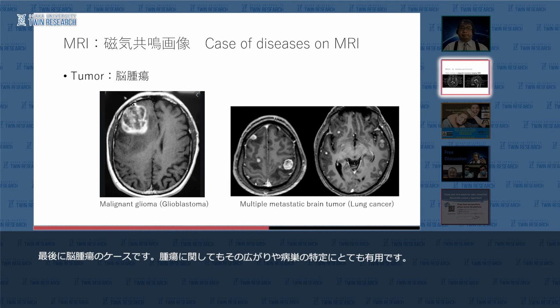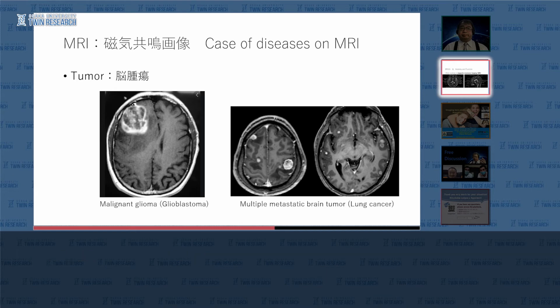Evaluation of brain tumor is important. There are 2 important cases: primary brain tumors called malignant glioma with poor prognosis, and metastatic brain tumor. This case has multiple lesions from lung cancer. MRI can clearly show the lesion like this.